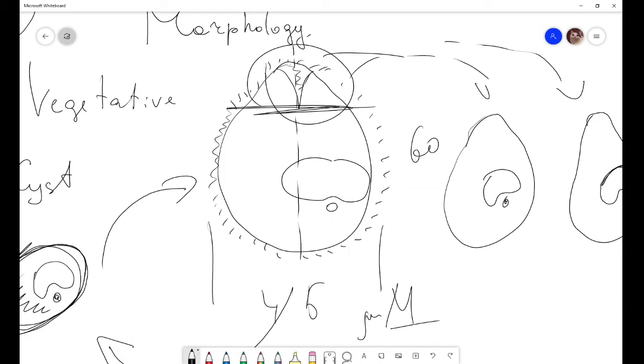A depression at the anterior end, the peristome, leads to the mouth, the cytostome, from which the cytopharynx extends to about a third of the body.